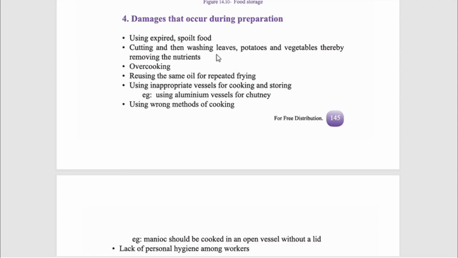Cutting and then washing leaves, potatoes and vegetables removes the nutrients. You can wash them before you cut them, especially leaves. Overcooking can also reduce the nutritional value of food. Reusing the same oil for repeated frying increases the cholesterol rate, the bad cholesterol rate.